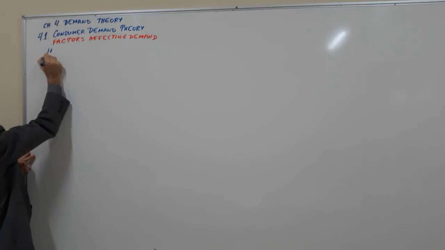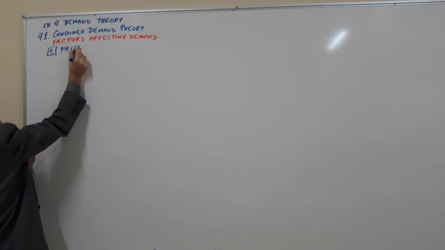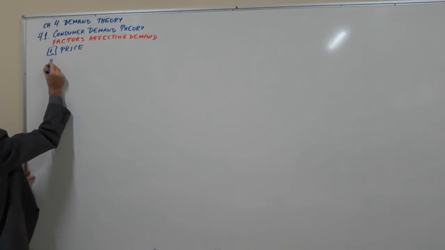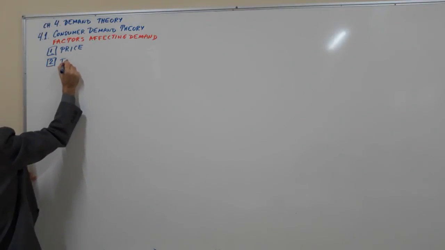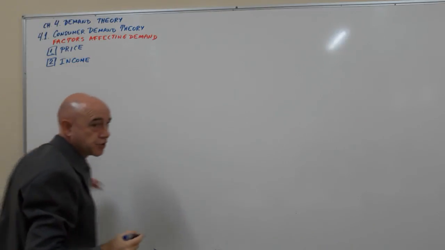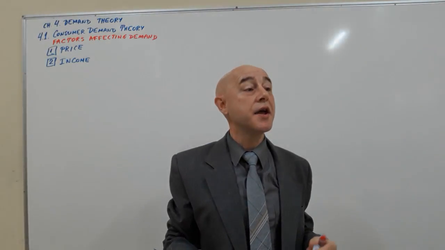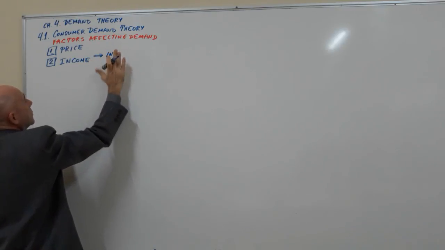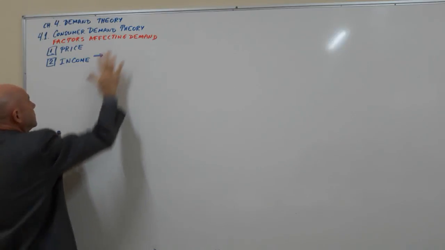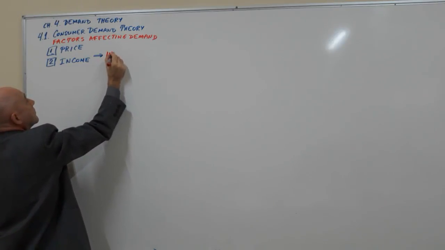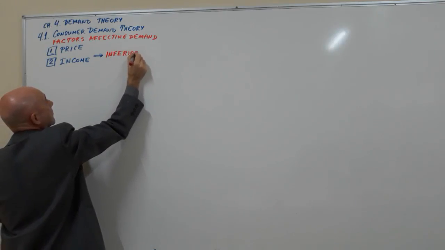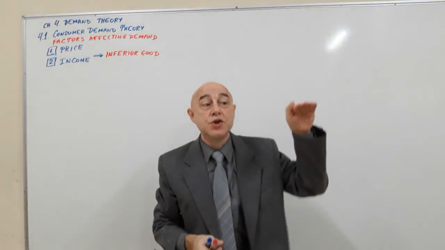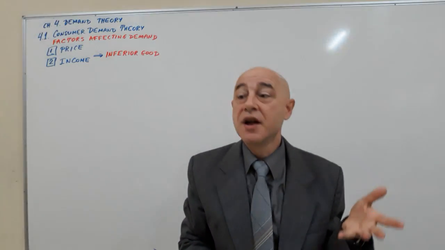So the first primary was the price itself. And that would be simply the law of demand. The second one was consumer income. Rich people usually spend more and usually buy more, unless the commodity is inferior. An inferior good is a good of which you consume less when your income increases.